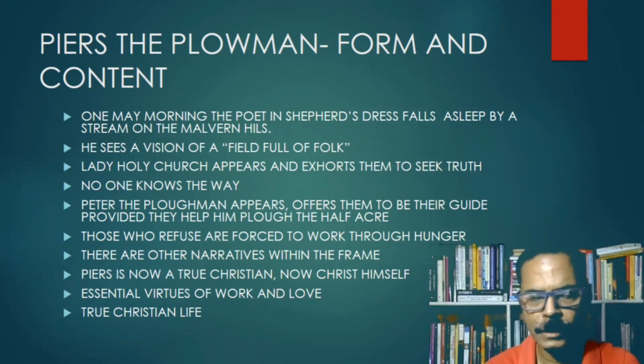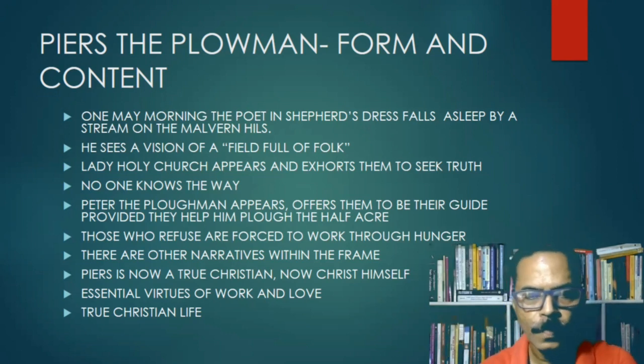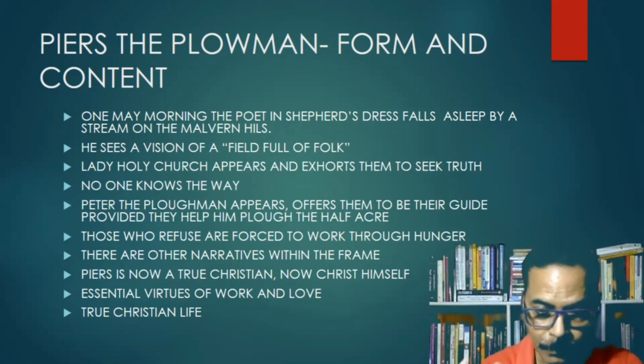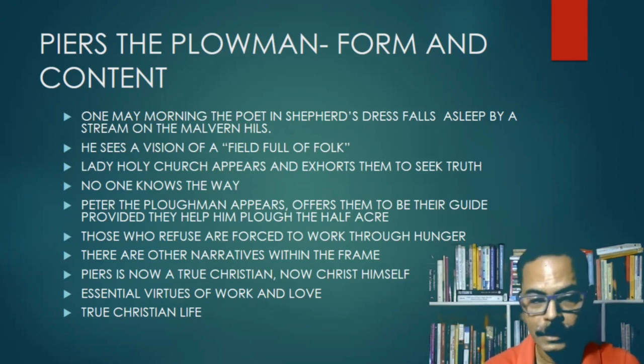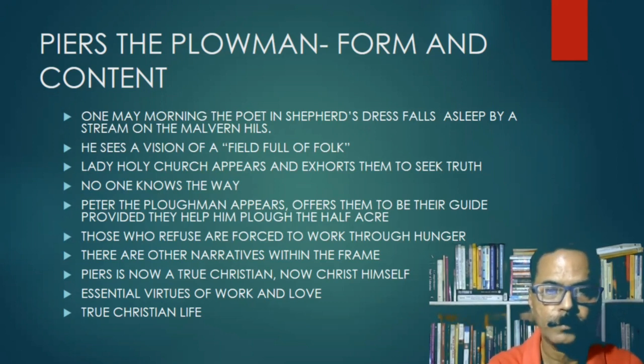There are other narratives in the frame. Piers is now a true Christian, now Christ himself. Now, the essential virtues of work and love are what is presented in the poem, reinforcing the idea of the allegory and the mode of true Christian life. This is the moral allegory of the poem. This is the religious zeal in the poem of William Langland.